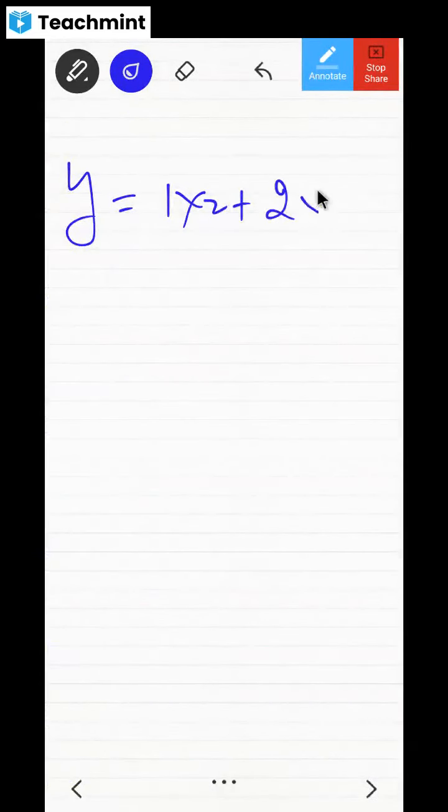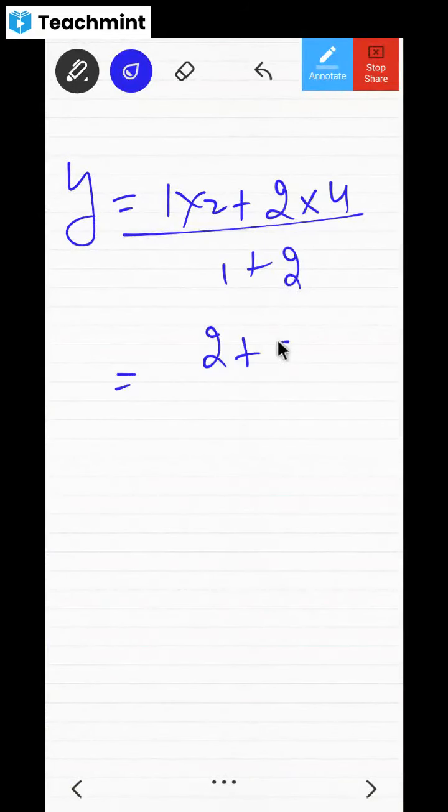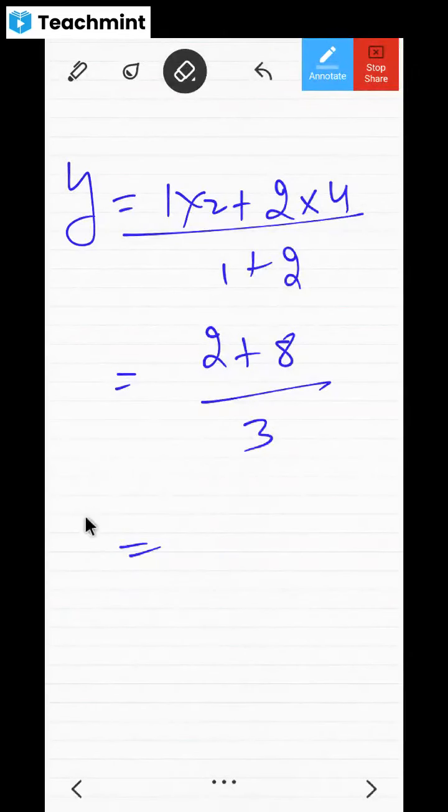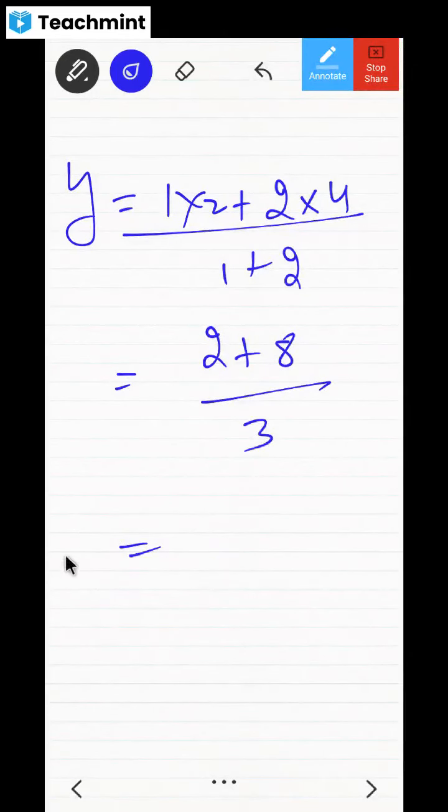It becomes 2 into 4 divided by m1 plus m2, that means 1 plus 2. It becomes 2 plus 8 divided by 3. 2 plus 8 by 3 means 10 by 3. Don't you think y is equal to 10 by 3? Yes, sir. Correct, no? Whatever y is there, that is going to be 10 divided by 3. Clear, dear children?